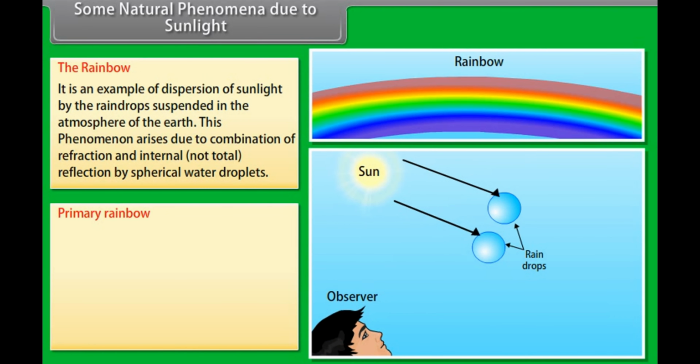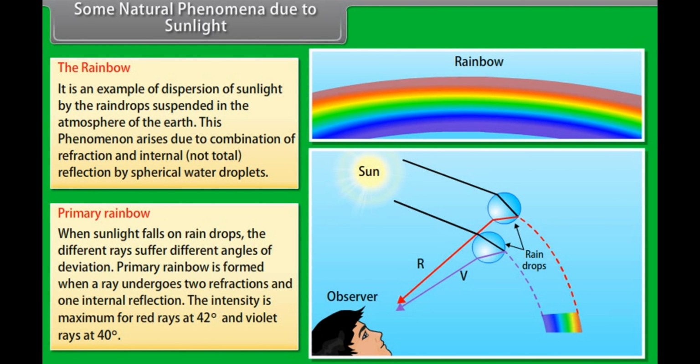Primary rainbow. When sunlight falls on raindrops, the different rays suffer different angles of deviation. A primary rainbow is formed when a ray undergoes two refractions and one internal reflection. The intensity is maximum for red rays at 42 degrees and violet rays at 40 degrees.